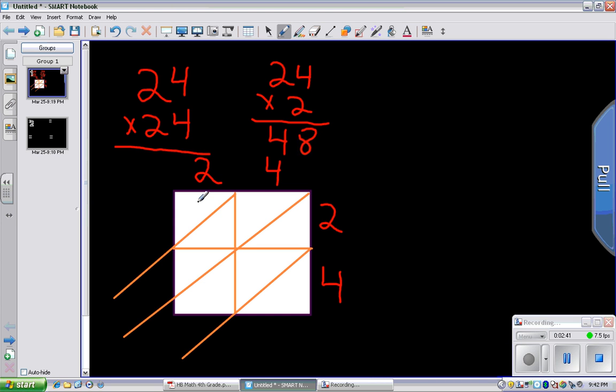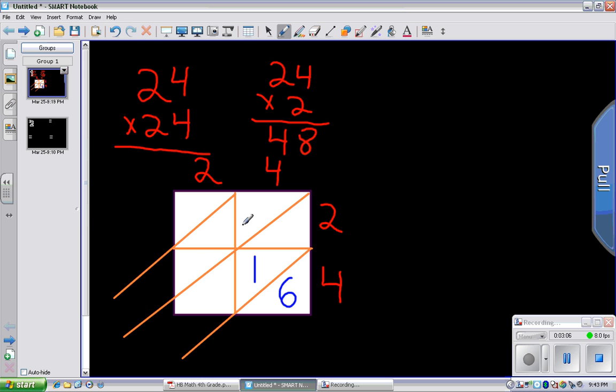You can choose any of the four boxes, box 1, box 2, box 3, or box 4 to start in. The order does not matter. I'm going to start way down here in this box. If you bring 4 down and 4 across, 4 times 4 is 16. So I write in the number 16.